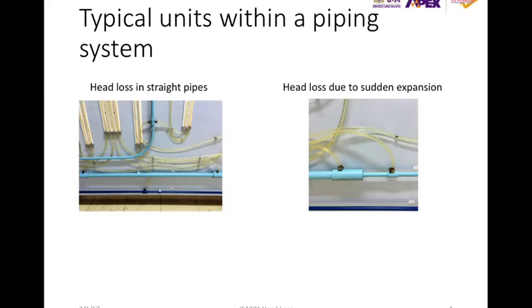Now we'll discuss typical units or fixtures within a common piping system. There will be head loss even in straight pipes. This is an example of a straight pipe from the unit that we have in our lab. There are tubes connected to the straight pipe, connected to this piezometer, for us to measure the difference in height. So there's one tube here and another tube here, and there'll be water inside, and the difference in water level is the head loss.